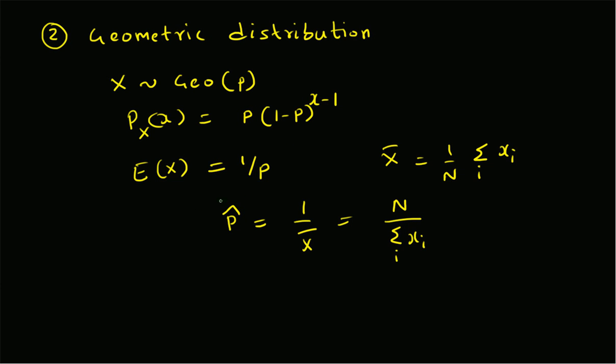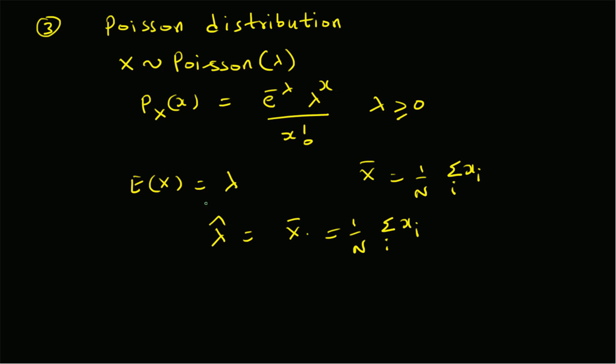And for the geometric distribution, the probability mass function is slightly different. It is given by p times 1 minus p power x minus 1. And then the mean value of this random variable is 1 by p. And we have the sample mean, again the arithmetic average. So the parameter estimate is p hat equal to 1 by the sample mean. That is, it is the inverse of the sample mean.